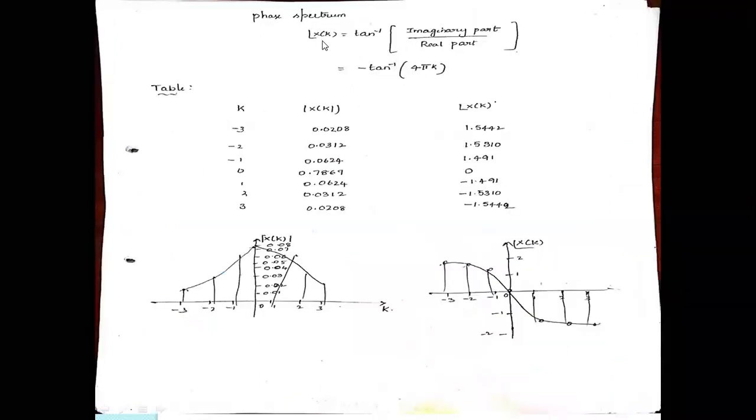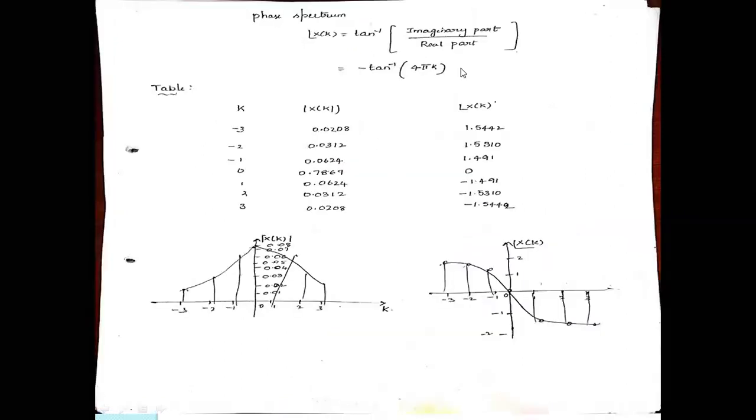Phase is the angle of x of k, which is tan inverse of the imaginary coefficient by the real coefficient. What is the imaginary here? 0.7869 into 4 pi k. The denominator is the same for both, and the real term is 0.7869. So 0.7869 and 0.7869 get cancelled, and we get minus tan inverse 4 pi k only. Follow my dear students.